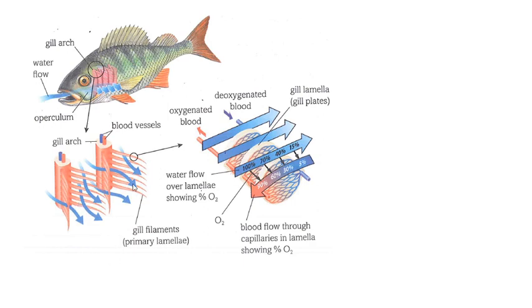You can't see this on this diagram, but one of the ones in the textbook does have it. On each of these primary lamellae, there are little extra folds. Those extra folds are called the secondary lamellae. And it's the secondary lamellae where all the gas exchange will actually take place. As the water is flowing over this primary and secondary lamellae, the blood is flowing in the capillaries in the opposite direction. So the blood is flowing in the opposite direction from the heart, so this end is the arterial end, over the capillaries to the venous end.